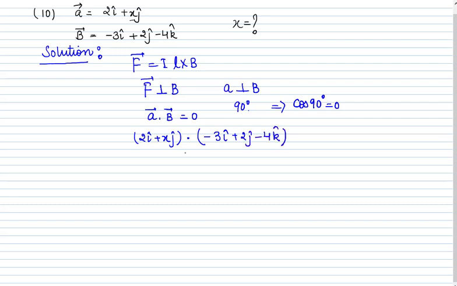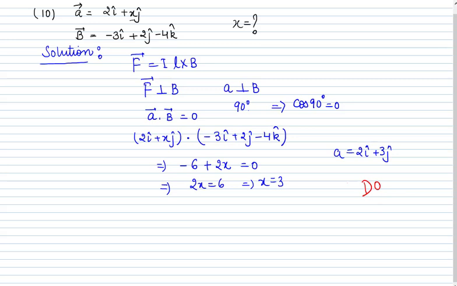Now take a dot product. Then this will be i dot i is 1, so this is minus 6, then x multiplied with 2, so this is 2x, and there is no k, so 0 into k is 0, so this will be equal to 0. Now it is very simple, 2x is equal to 6, or x equals 3. So the acceleration of the particle is 2i cap plus 3j cap, and that is the answer.